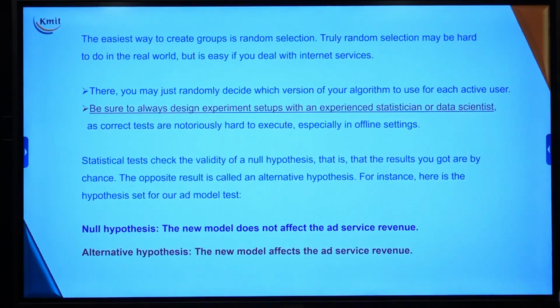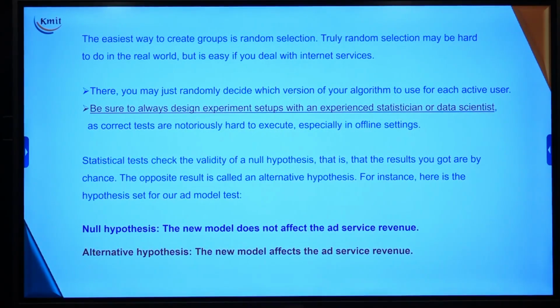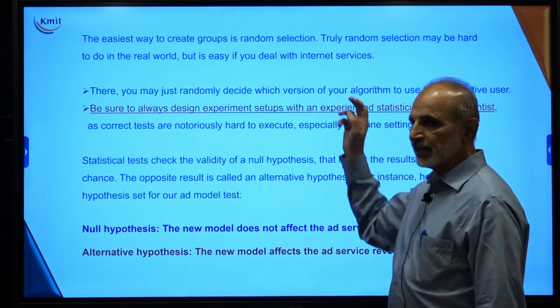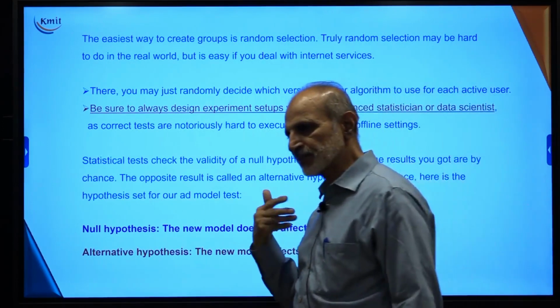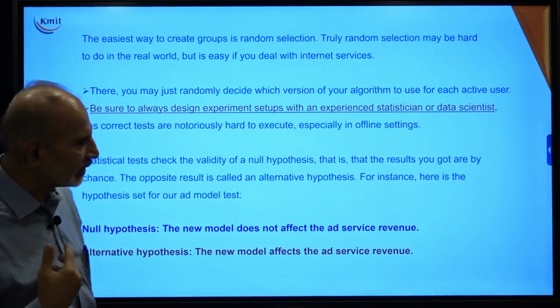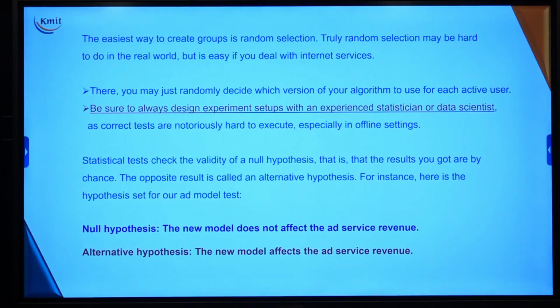The easiest way to create groups is random selection. You should not select only the women; you go on selecting the people randomly. True random selection may be hard to do in the real world. However, it is easy for us to do with internet services, because with internet services I can randomly pick up the people, and I need not know their location or worry about where they are. So, this is true randomness, and I can do it. You may just randomly decide which version of your algorithm to use for each active user.